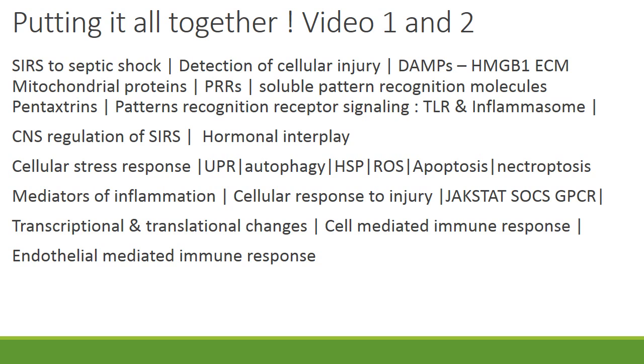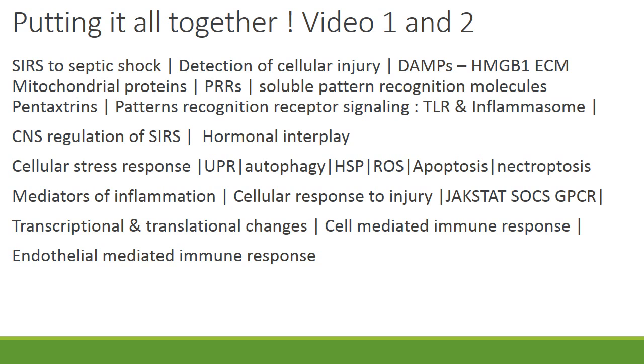It could be either a damage associated molecular pattern or a pathogen associated molecular pattern. So one of these two start telling the body that there is an injury. The DAMP is damage associated. You have to damage the tissues, so either it has to be HMGB1, that's high mobility group B1 protein, the extracellular matrix, or even the mitochondrial proteins which can act as a DAMP.